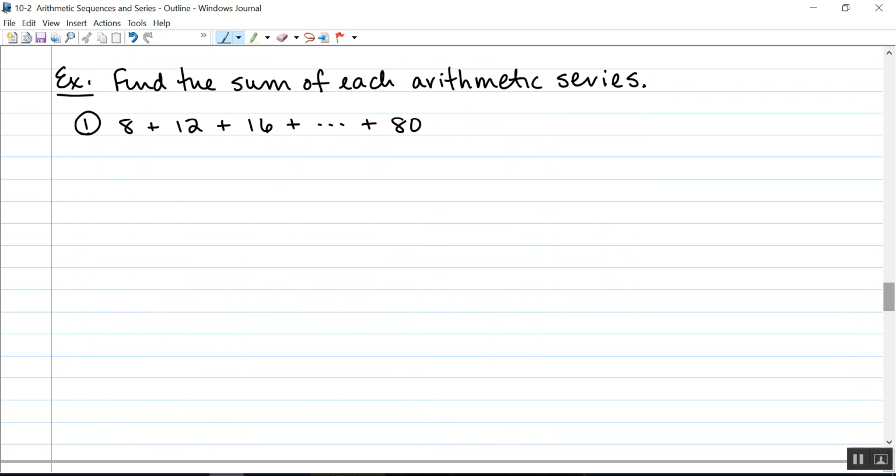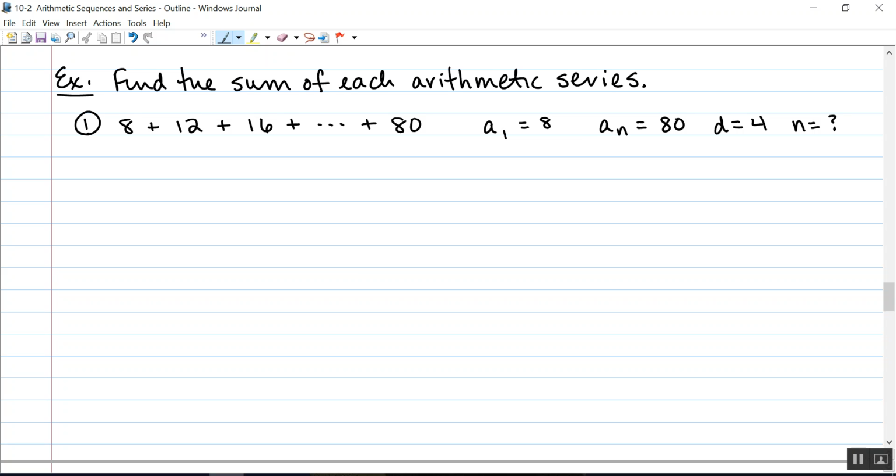Find the sum of each arithmetic series. So this one starts with 8, then it goes to 12, 16, and so on. We don't know how many more numbers are in between there, and the last one is 80. So let's go ahead and identify some things that we know here. I know that a sub 1 is 8, and I know that a sub n is 80. I know that my common difference is 4. You'll notice I'm adding 4 each time. But what I don't know is how many terms are in the series.